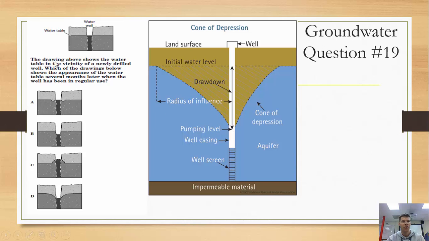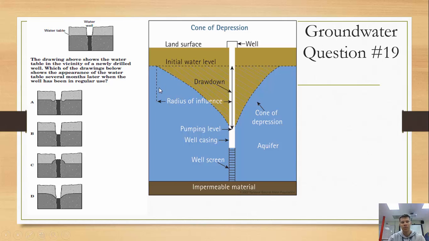All right. The drawing above shows the water table in the vicinity, in the proximity or nearby, of a newly drilled well. Which of these drawings below shows the appearance of the water table several months later when the well has been in regular use? So here's your well, and if you start using the water out of the well, the water table might lower a little bit. But that's not the only answer. When you actually take water out of the ground at a well, you end up with this little V-shaped area.